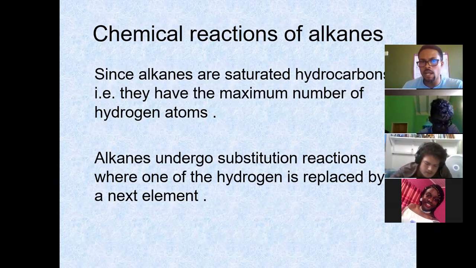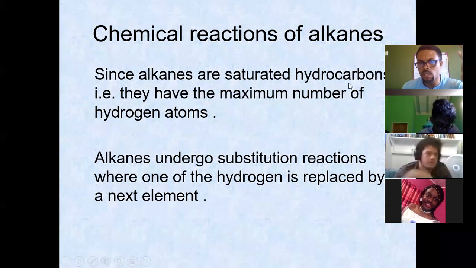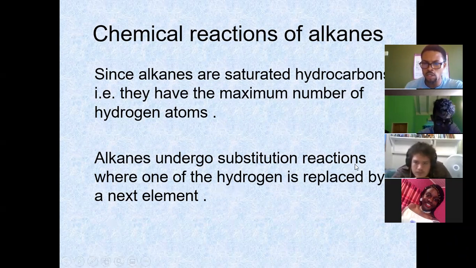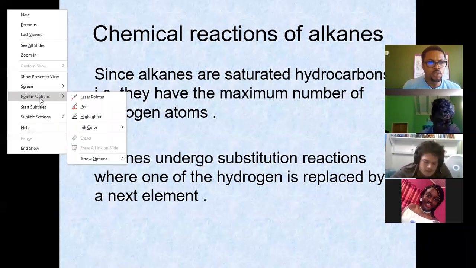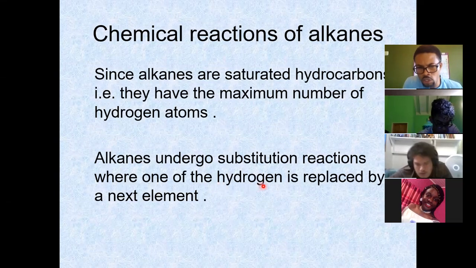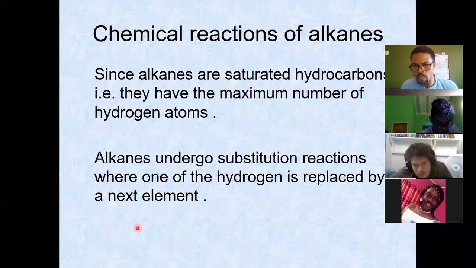Chemical reactions of alkanes. Since alkanes are saturated hydrocarbons, they have the maximum number of hydrogen atoms. So what's going to end up happening in their reactions? They're going to undergo what we call substitution reactions. So it's very important: one of the hydrogens is replaced by another element.